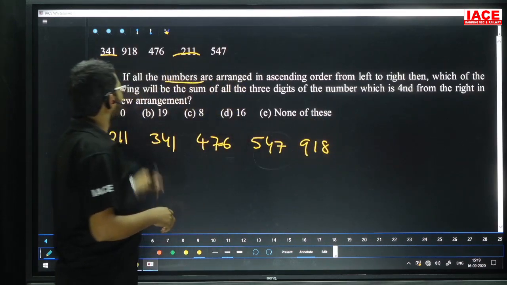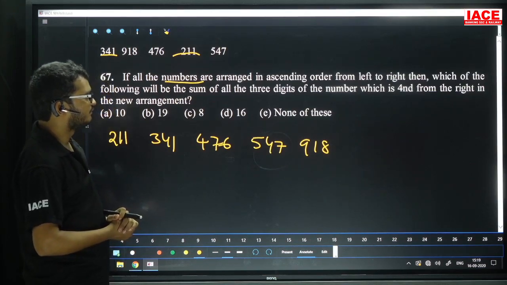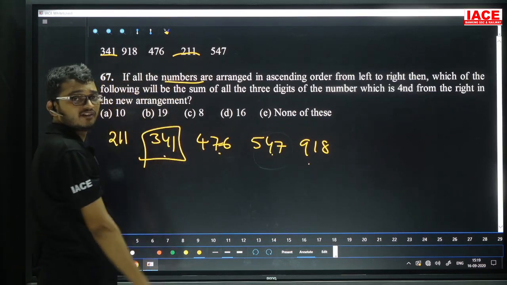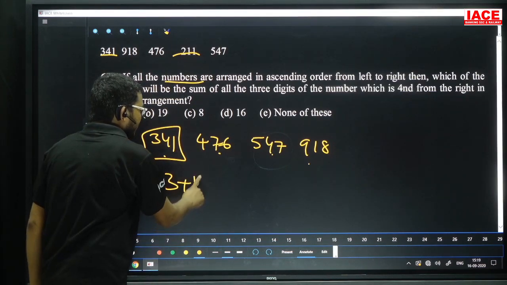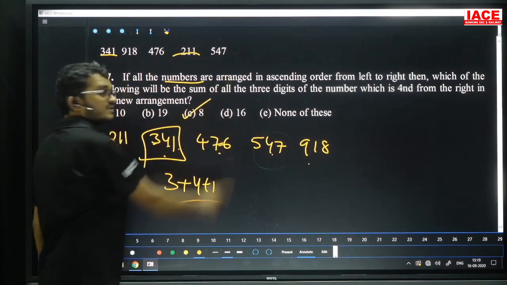Leave it. Which of the following will be the sum of all the three digits of the number which is fourth from right hand? 1, 2, 3, fourth from right hand is what? Here 341. Sum of all the digits: 3 plus 4 plus 1. Total is what? Here 8. So the answer is option C.